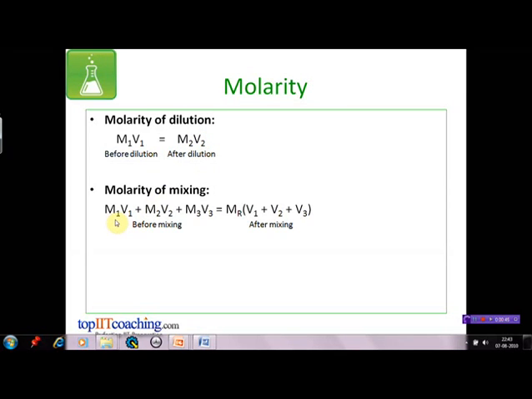Similarly, if we have three solutions whose volumes are V1, V2 and V3 respectively, and whose molarities are known to us, that is M1, M2 and M3 respectively, then on mixing those three solutions, the molarity of the resultant solution can be obtained by using the equation M1V1 plus M2V2 plus M3V3 is equal to Mr into V1 plus V2 plus V3. This V1 plus V2 plus V3 will be equal to the resultant volume, and Mr will be the molarity of the resultant solution.